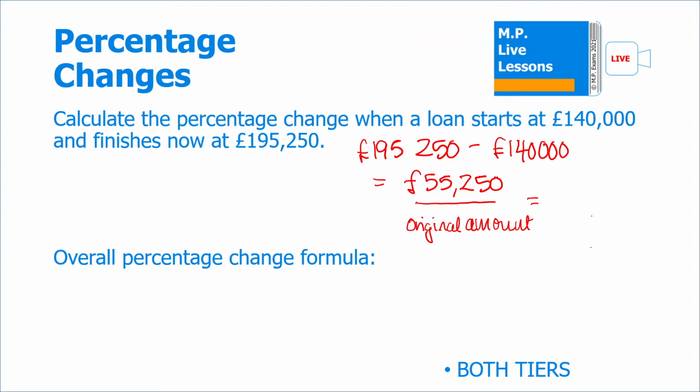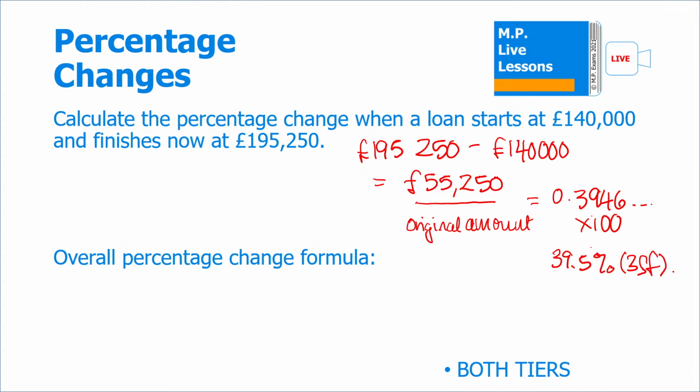In this case, this would be 0.3946 and so on. Then you multiply this by 100 to get a percentage, which is 39.5%, which is 3 significant figures.